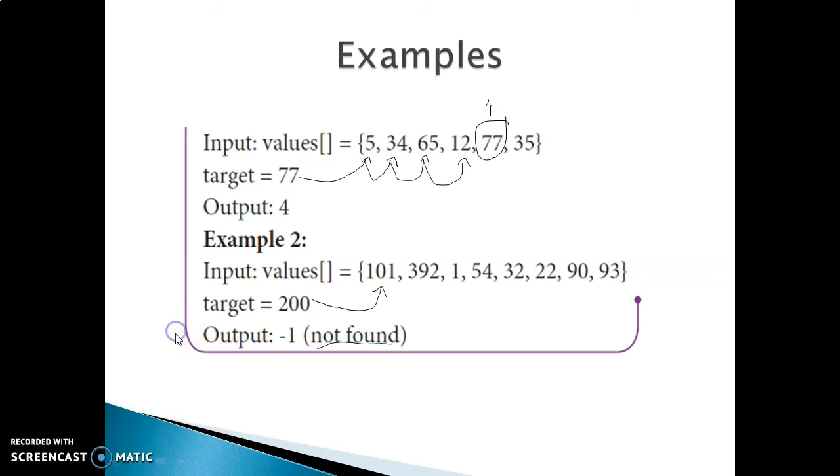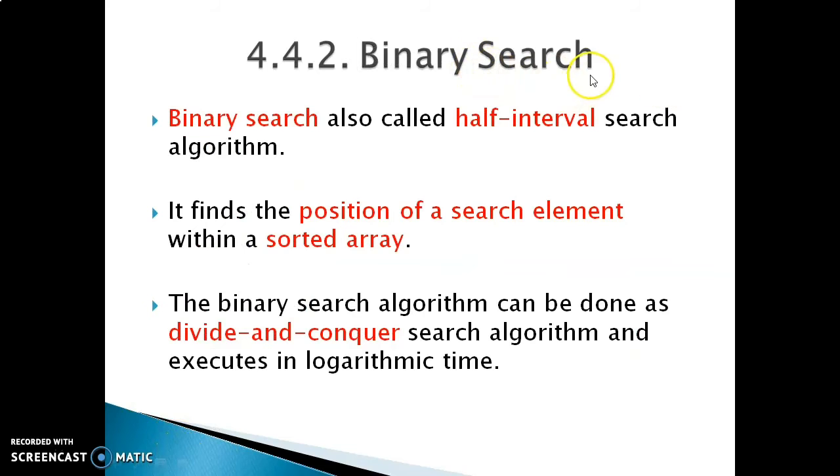How does binary search work? Now you can see what is meant by binary search. Binary search is also called half-interval search. That is, we do not search for the element throughout the array. We divide the array and carry out the searching process on a part. That's why we call it a half-interval search algorithm.